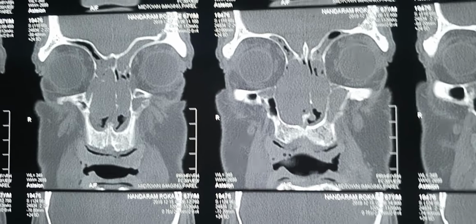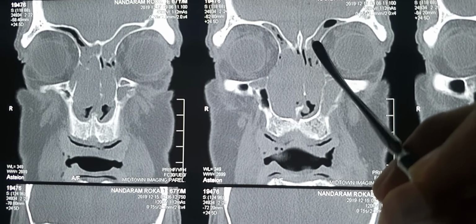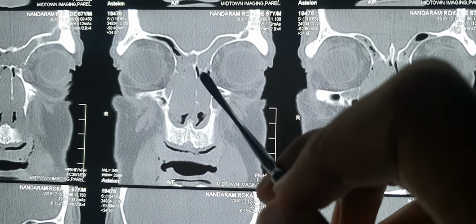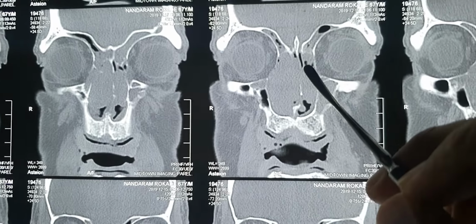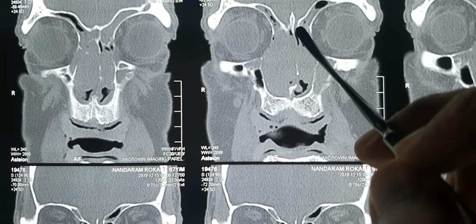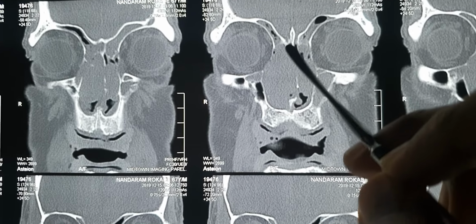So this area is still the area of the frontal recess, the posterior aspect of the frontal recess, anterior to which we could see the agar nasi cell over here. If we keep on going posteriorly, this is the proper frontal recess area, the drainage area of the frontal sinus. This is the cribriform plate starting over here.